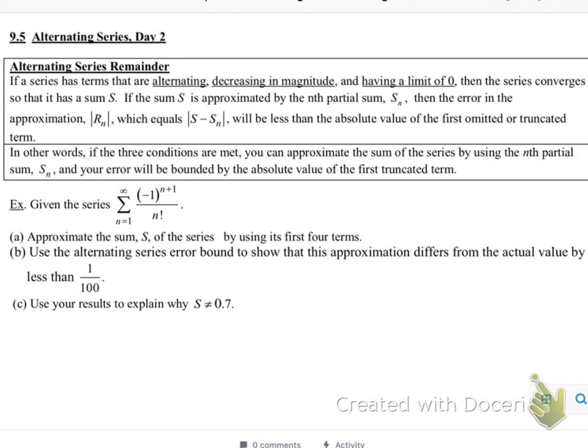An alternating series that converges also has an error which equals the absolute value of the sum minus the partial sum. So the remainder will always be less.